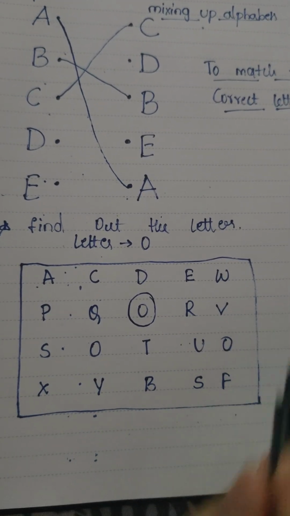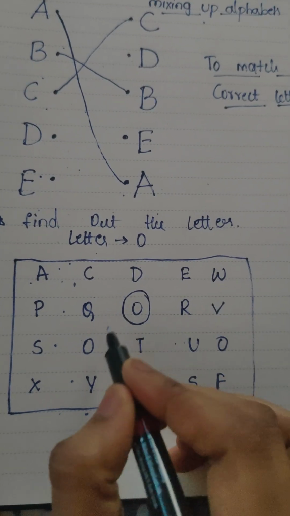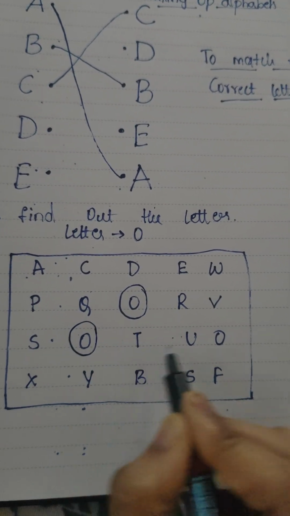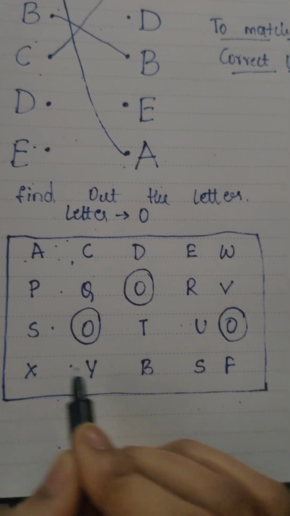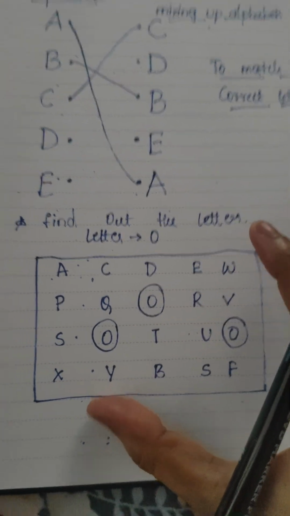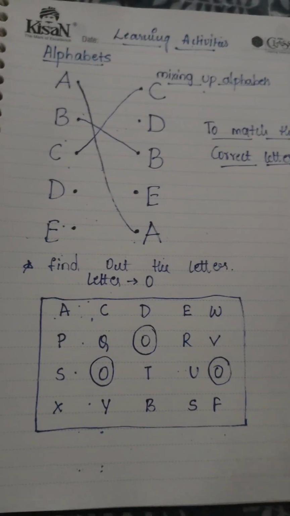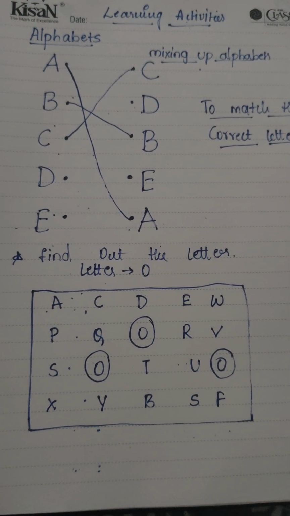Then R, V, no. Then next line, S, O, yes, there is an O. Then T, U, again there is an O. The next line, X, Y, B, S, F, there is no O. This is how you can engage the kid to learn the alphabets in an engaging manner.